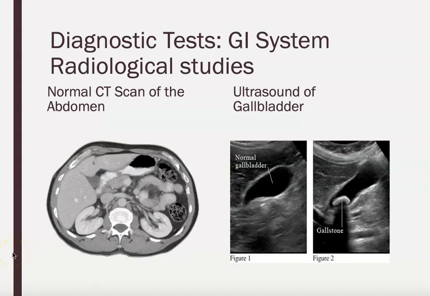A computed tomography or a CT scan examines body sections from different angles using an X-ray beam to produce three-dimensional pictures. You can give contrast dye to enhance the visualization.